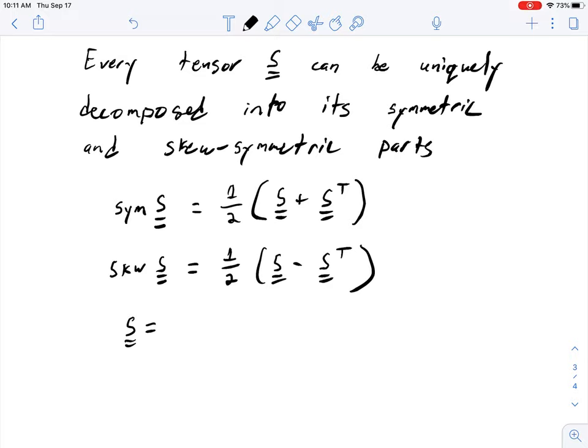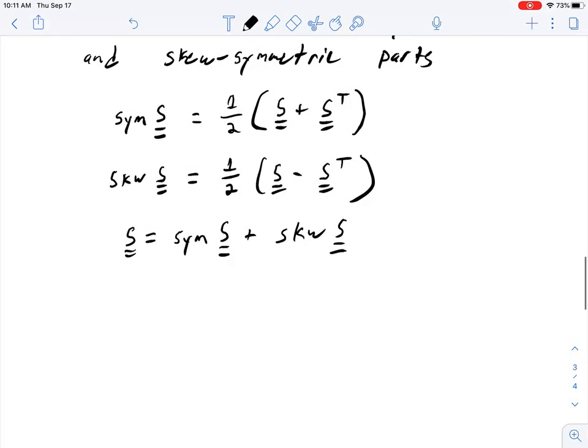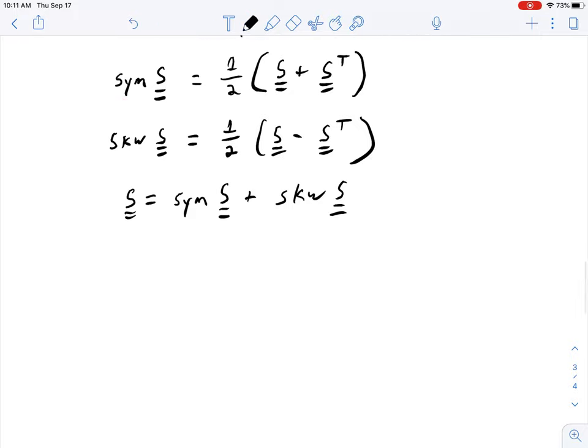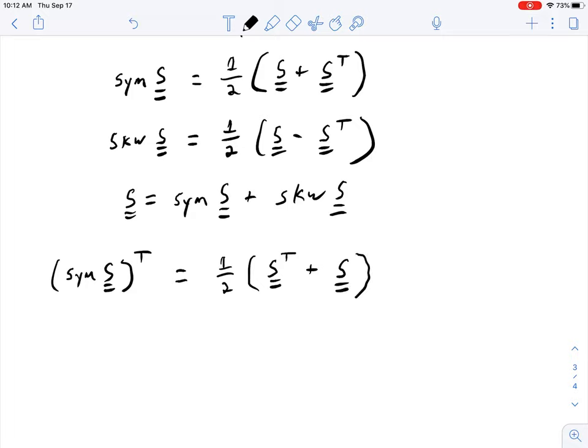You see that the two 1/2s on the S term add together to 1, and the plus 1/2 and minus 1/2 on the transpose cancel out. Now let's show, and it will be quite simple, that this one is symmetric and this one is skew symmetric by looking at the transpose. The transpose of sym S is equal to 1/2, nothing happens to that, and then the transpose of S is S transpose, plus the transpose of S transpose is just S again. And so that is equal to sym S.